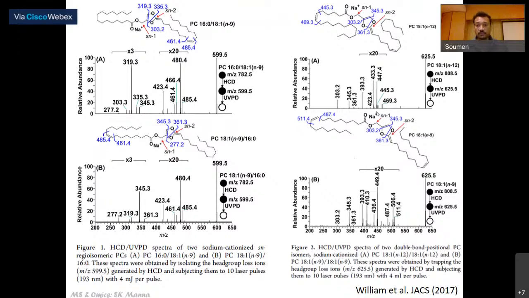Here is another example where this species is 18:1 n-12, and this one is n-9. That means the position of the double bond is different. Here also, by looking into the fragmentation pattern, you can distinguish the position of the double bond.